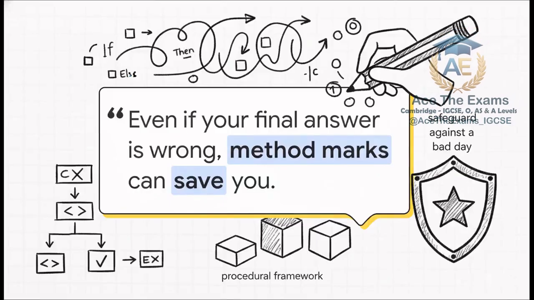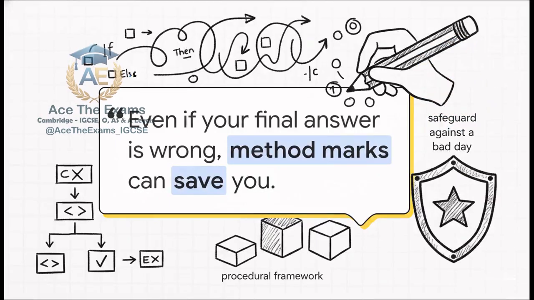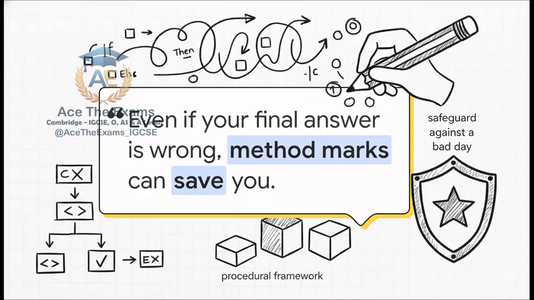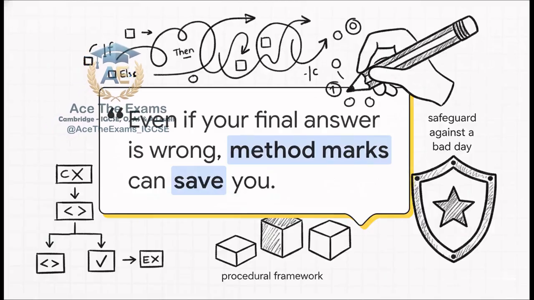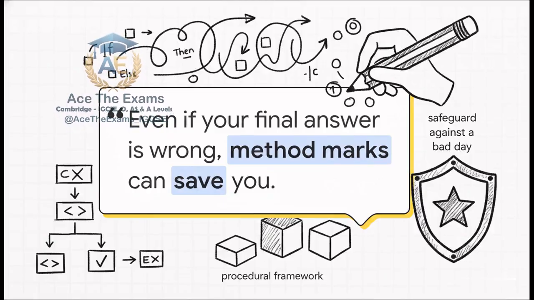So the absolutely crucial point here is summarized perfectly by this direct examiner alert. It says, "Students lose marks by not showing working. Even if your final answer is wrong, method marks can save you." Think about how powerful that is. When you're sweating over a complex, nested if-then-else statement, write down your logical steps. Annotate your thought process on the paper.